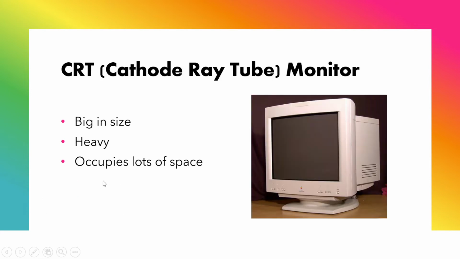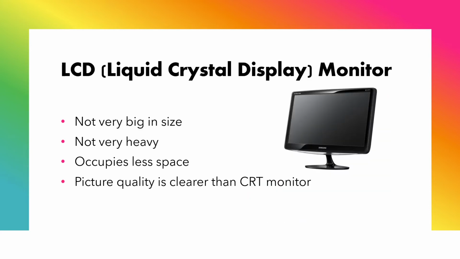So, what is a CRT monitor? CRT monitor is cathode ray tube monitor. As you can see in the picture, it is big in size, it is very heavy, and it occupies lots of space. These types of monitors were used before. It looks like a TV screen, and it is a little bit bigger. It uses more electricity, occupies more space, but these types of monitors are rarely used nowadays.